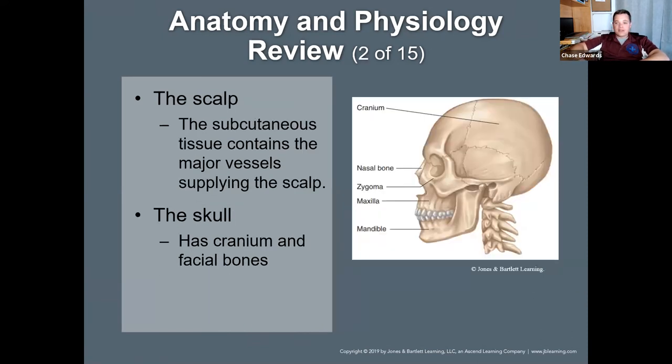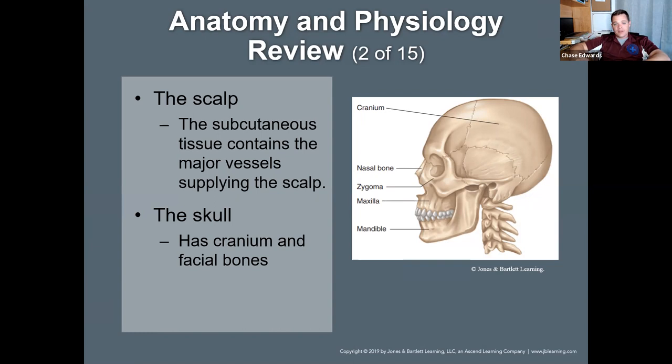All right, continuing on. The scalp is composed of multiple layers. The subcutaneous tissue contains the major vessels supplying the scalp. Laceration or other compromise of the vessels can result in profuse hemorrhage. Scalp bleeds are bleeders. Lots of blood. You cannot underestimate the potential for blood loss from a scalp hemorrhage because of that.